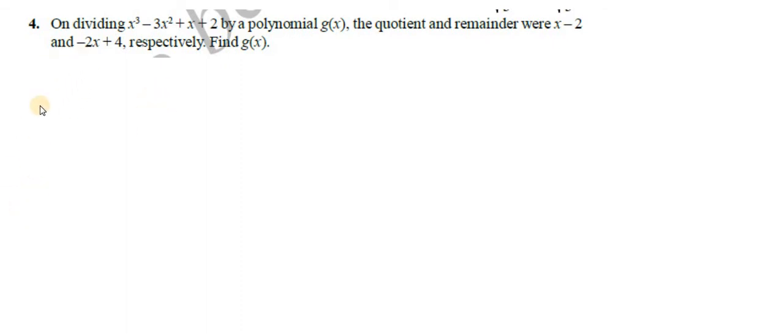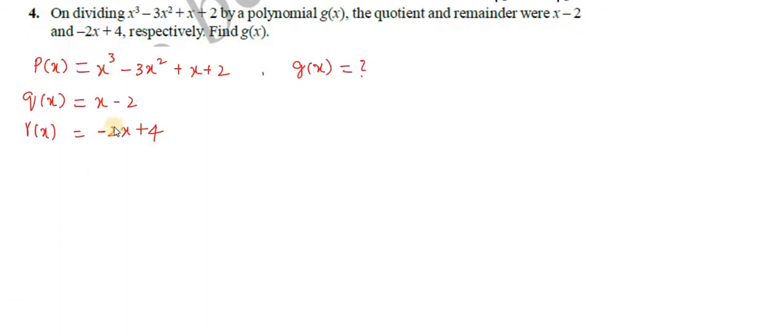They have given p of x, q of x and r of x. They have not given g of x. In the last problems, they gave p of x and g of x, and we found q of x and r of x. But now they have given p of x, q of x and r of x, and we need to find g of x. How to find this?